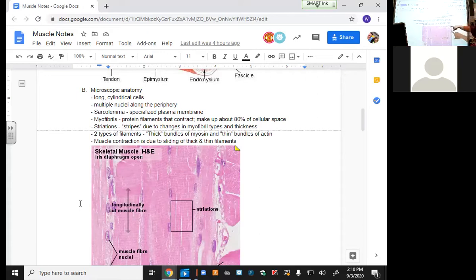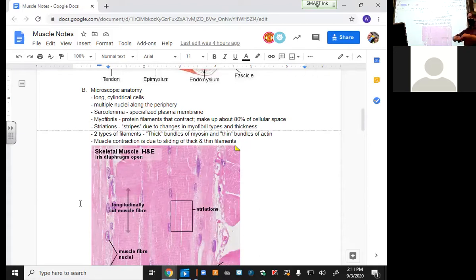The striations, now you kind of got to squint to be able to see them in the picture here, but you can see them. They're all running like this. Those striations look like dark pink, little stripes due to different thicknesses of fibers.